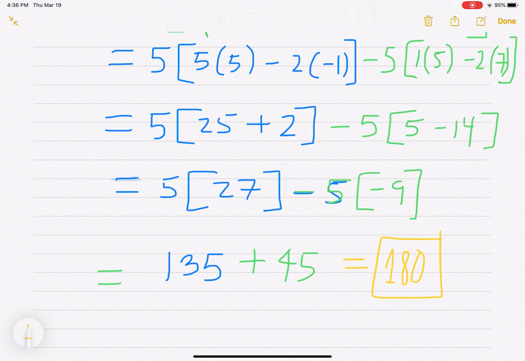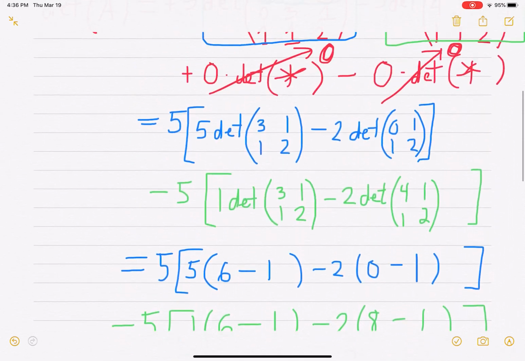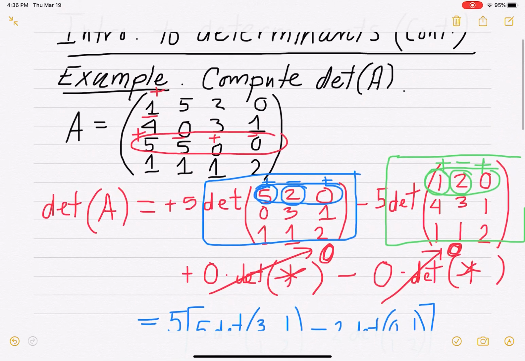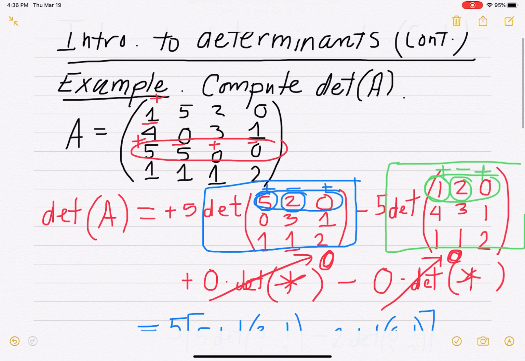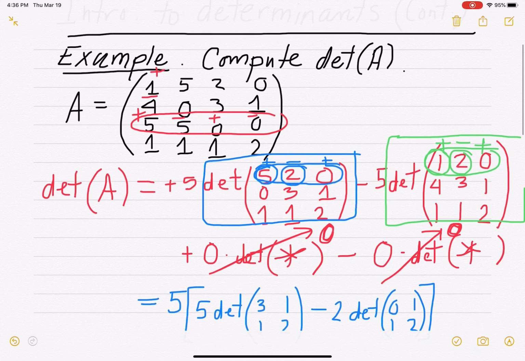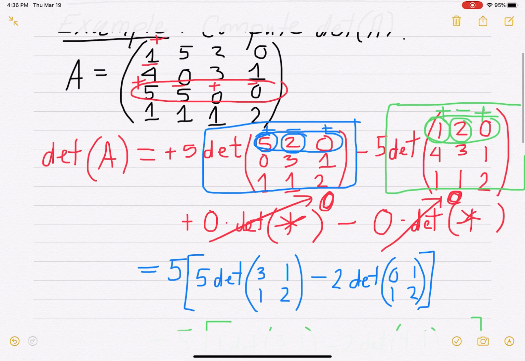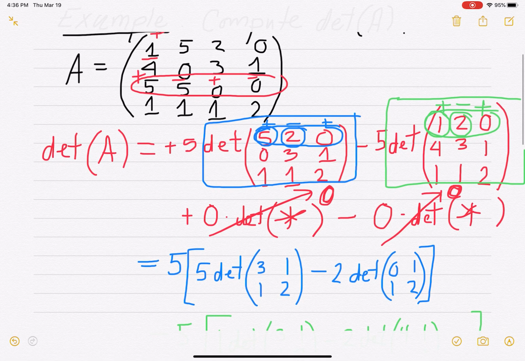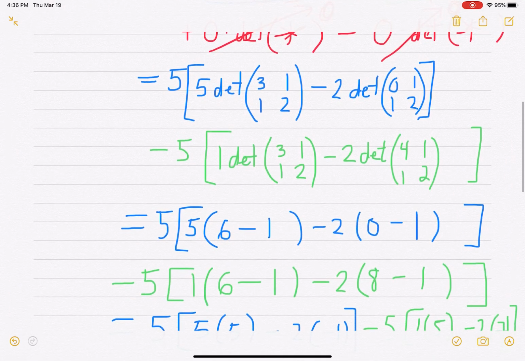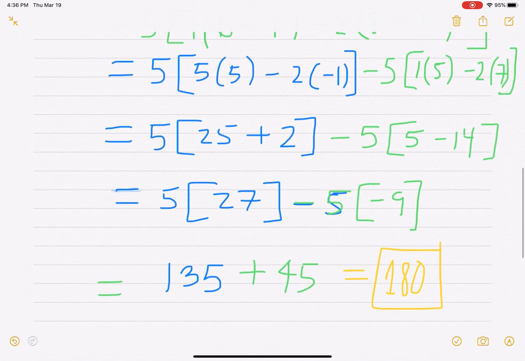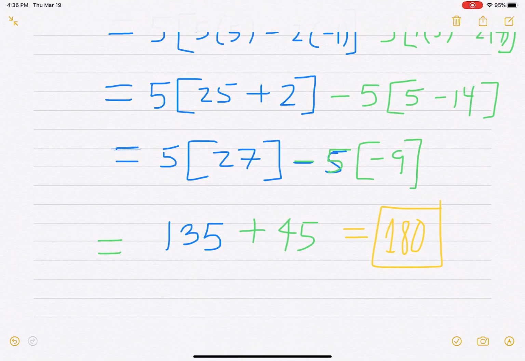Yeah, so that's the way you do a 4x4 determinant. Basically you do Laplacian expansion across the row or column that has the most zeros. Then you get some 3x3s, and you expand the 3x3s, and you get some 2x2s, and you calculate the 2x2s, and you get numbers, and you just combine everything together and get a nice number for an answer.